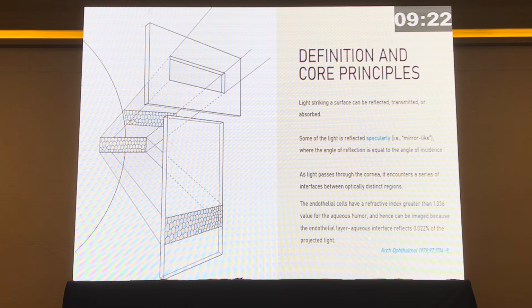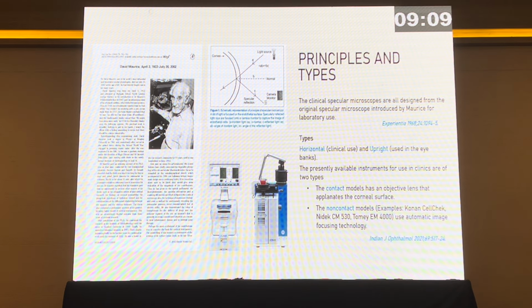Because of this interface, it can be imaged, because the endothelial cell aqueous interface reflects around 0.022% of the projected light. This is captured by the camera monitor and we see the endothelial image. Most specular microscopes are designed from the original microscope introduced by Maurice for laboratory use. The light from the source falls on the cornea, and there is exact specular reflection which is captured by a camera monitor, and then we see it.